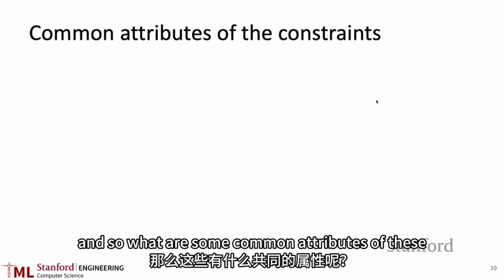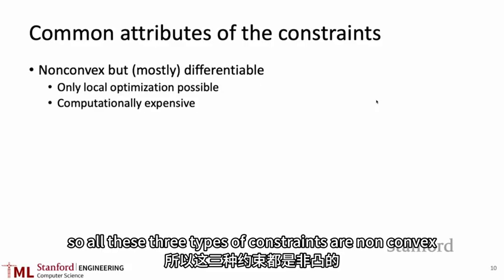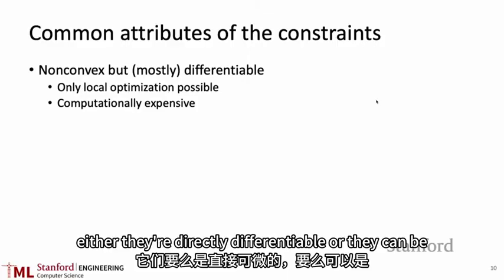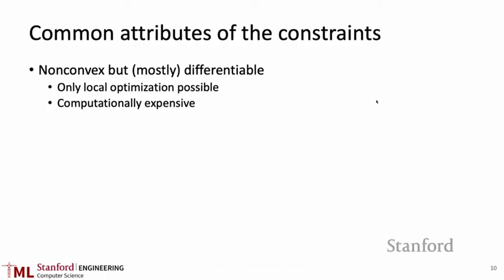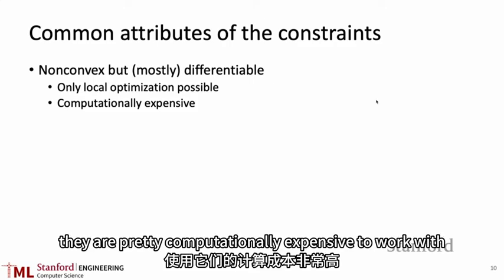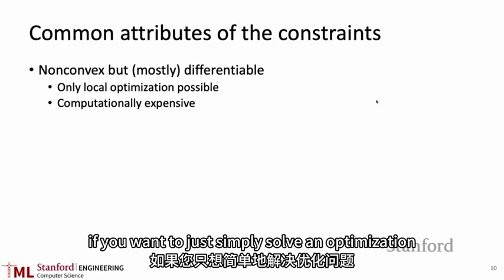And so what are some common attributes of these? All three types of constraints are non-convex, but mostly differentiable. They're either directly differentiable, or the subgradient can be obtained through smoothing. And because of the non-convexity, they are pretty computationally expensive to work with. Again, we won't be able to get a global solution if we simply solve an optimization with these constraints.